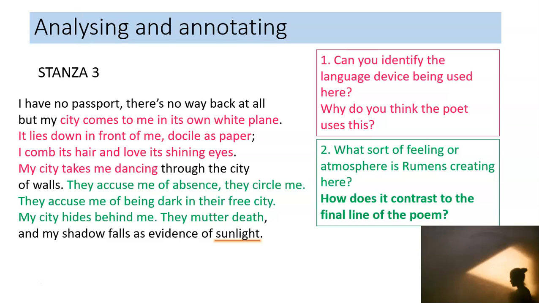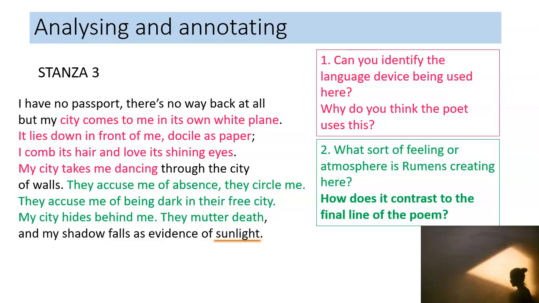The bit in green creates a really different atmosphere. I feel like there's a sense of it, she feels threatened here. She feels uneasy. When she keeps talking about they, we don't exactly know who they is.